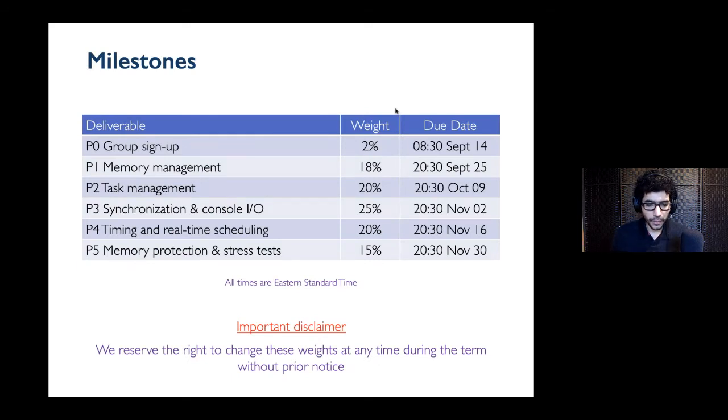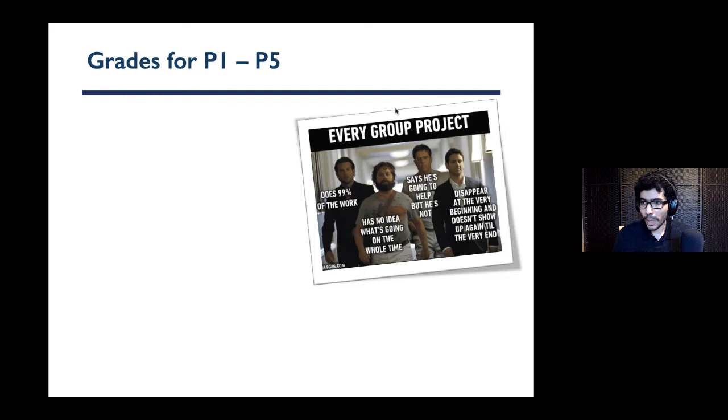These are the milestones for the project. We're going to have 6 milestones, the first one coming Monday. Then P1, P2, P3, P4, P5. You can see the weights, you can see the deadlines. The deadlines also, again, I'm repeating myself, you can find them on the course website, on the schedule. Again, another disclaimer here, we reserve the right to change these weights. So take each one of them seriously. For questions, if you have any questions, just post them on Q&A.